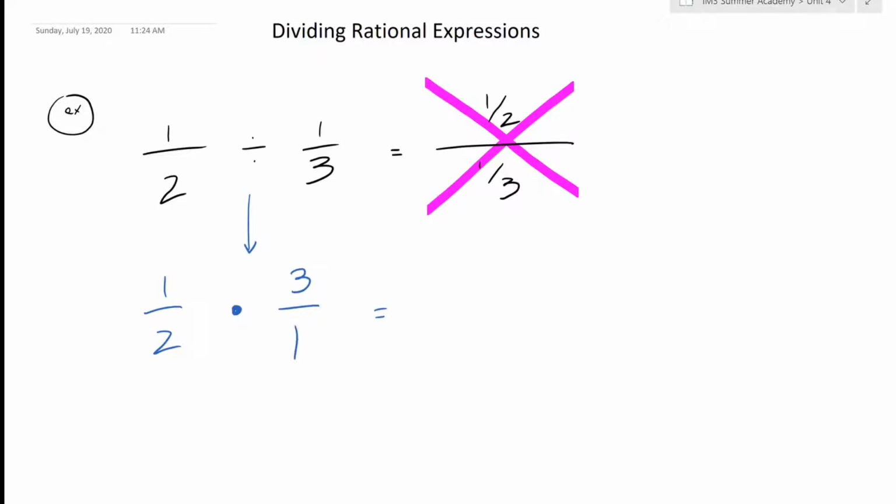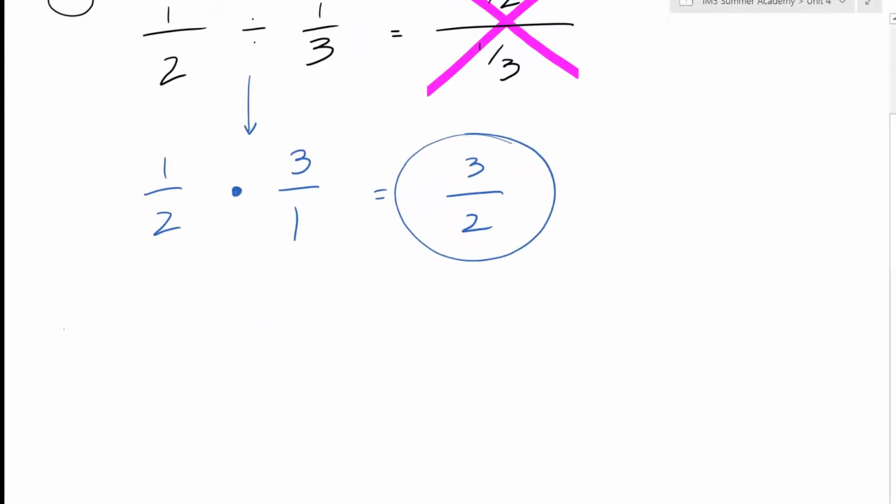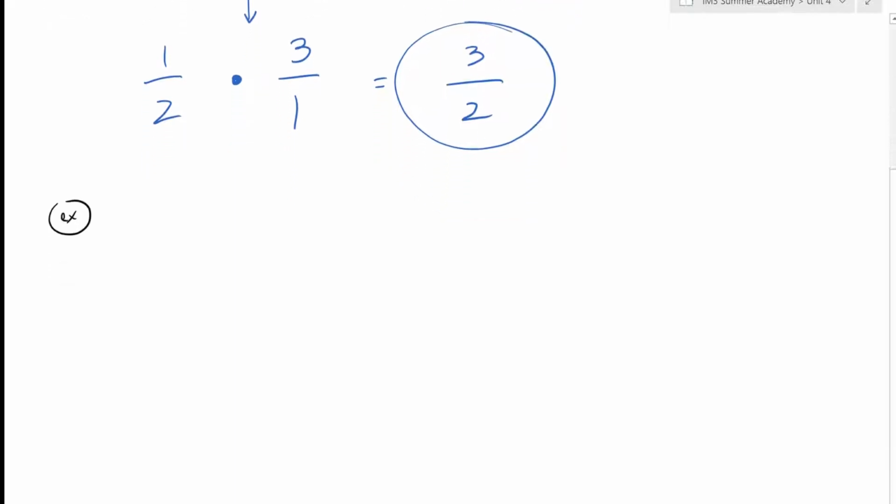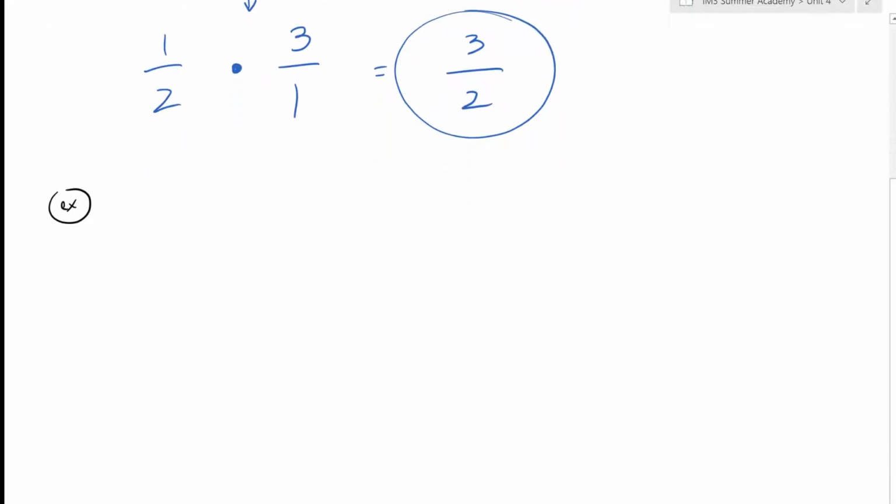And when we do that, we get 1 times 3 is 3, and on bottom 2 times 1 is 2, so 3/2. Really all we're going to do when we see a division problem is flip the second fraction and make it multiplication and do it like how we've already done it.